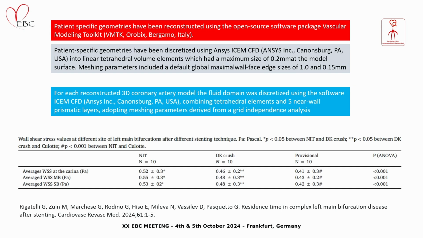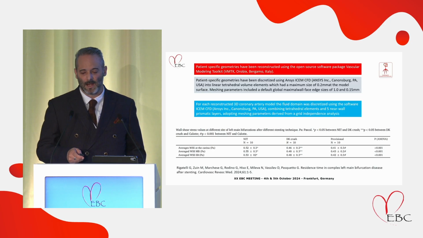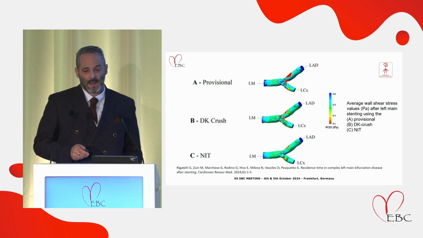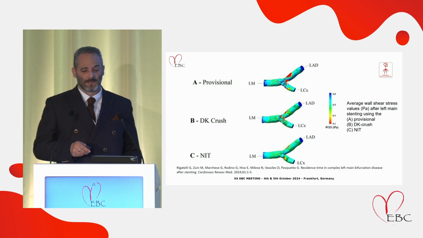And at the end, we have some evaluation of the wall shear stress forces. And you see that non-inverted T has the higher average wall shear stress force at the carina, at the side branch, and the main branch compared to the Culotte and Provisional. That's again the average wall stress value.